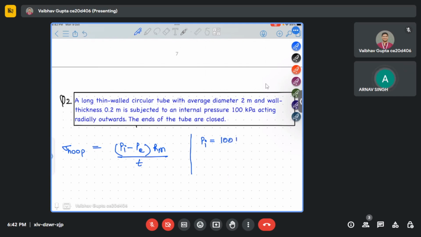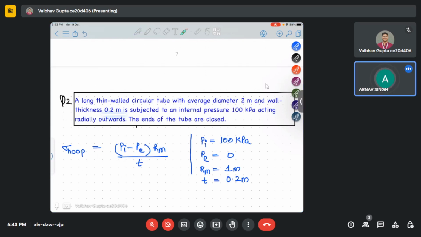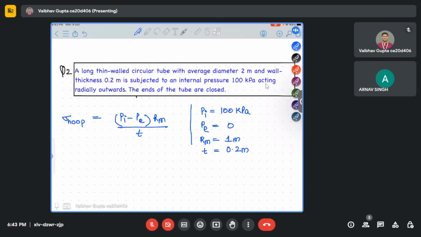Pi is 100 kPa, and P0 is 0, since no external pressure is applied. Rm is 1 meter, and t is 0.2 meter. Thickness is correct. Diameter is 2 meters, so the radius is 1 meter. So this formula is very simple now.